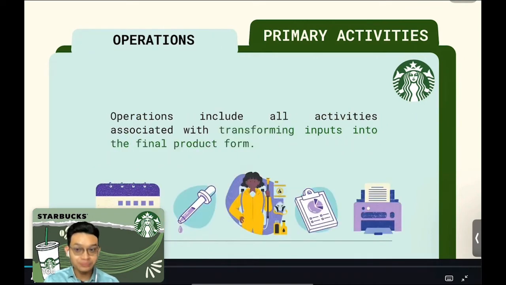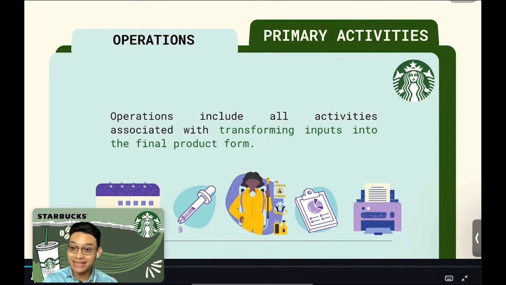Now let's move on to the second one, which is operations. Operations include all activities associated with transforming inputs into the final product form. This includes all the activities including machining, packaging and assembly, testing or quality control, printing and facility operations.